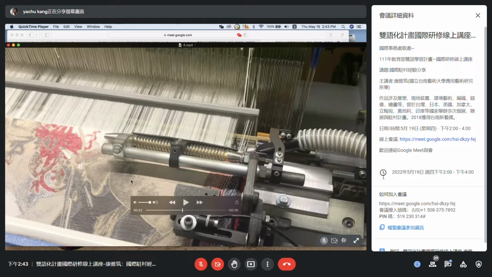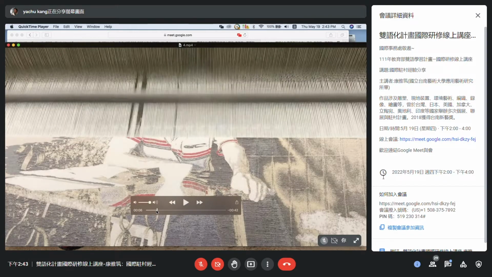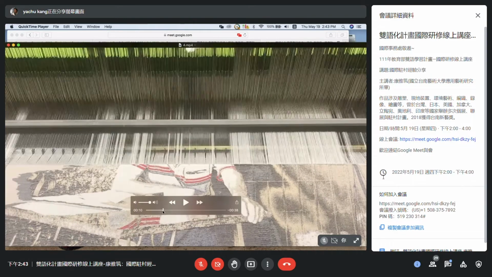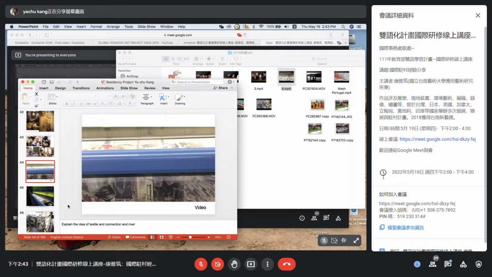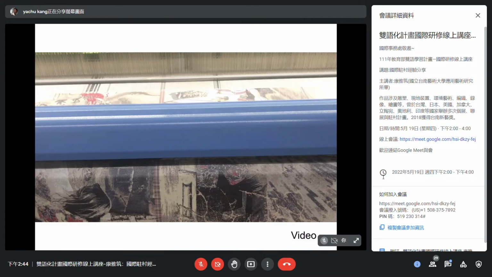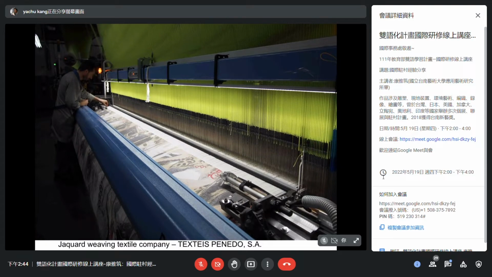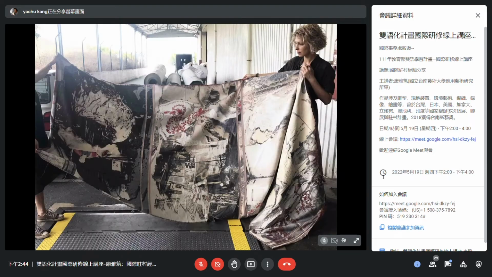So actually, I participate with the exhibition is because I want to work with this company. That's my goal. So this is when the textile were done. So we went there to pick up the textile. I was quite excited to work with them.